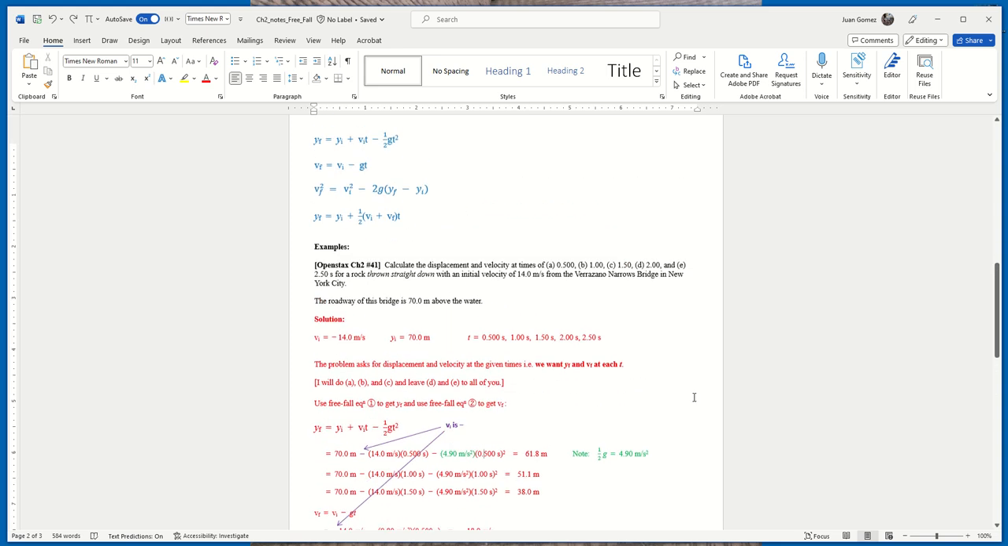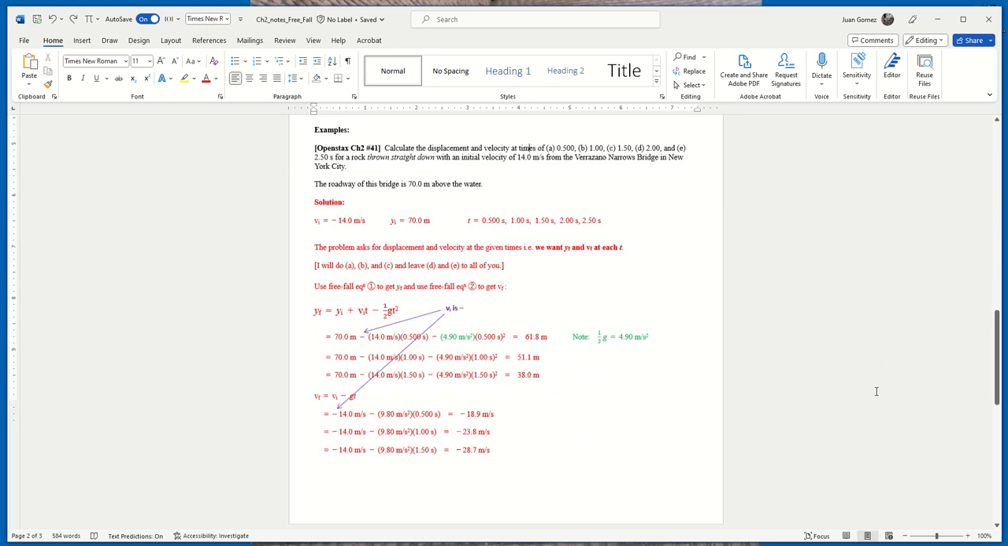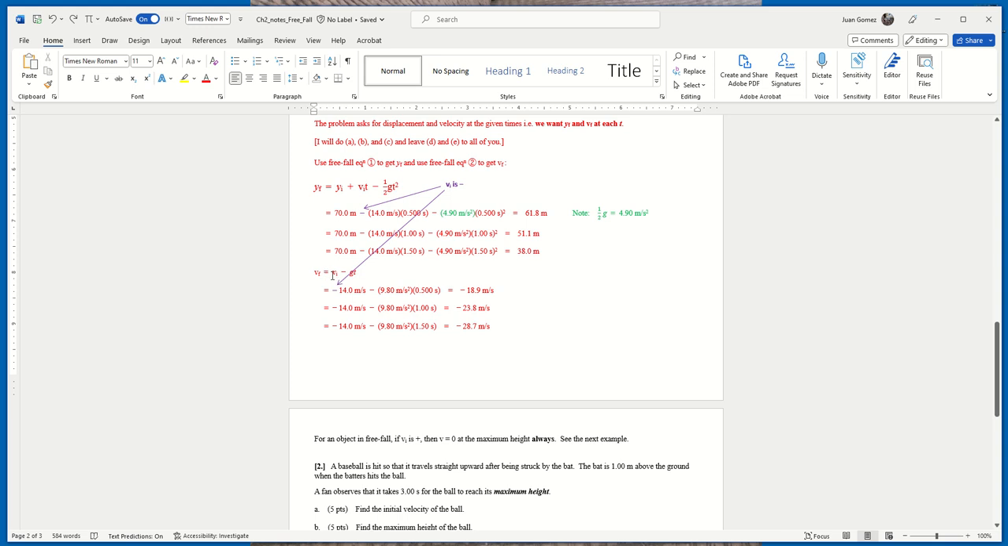Now, what about VF? Well, again, probably the easiest equation to use for VF is equation 2, because I know VI, I know g, and I'm given the times. So I'm just going to use equation 2 and plug in the various times. VF is equal to VI minus gt, but VI is negative, so you have this negative sign out front. So minus 14 meters per second minus g times t, where g is 9.8 meters per second squared, starting off with a time of 0.5 seconds, then 1, then 1.5.